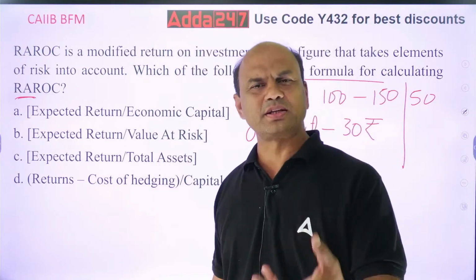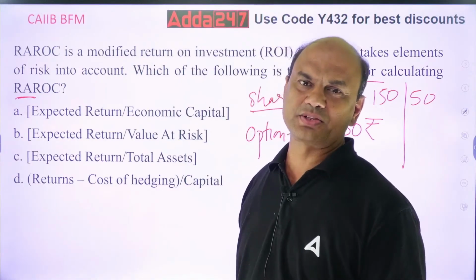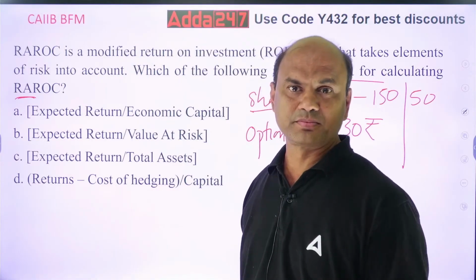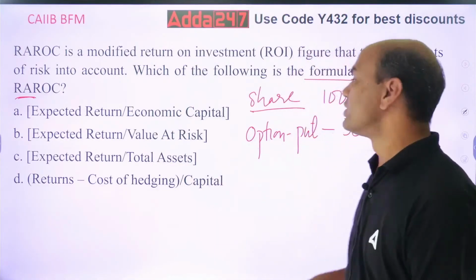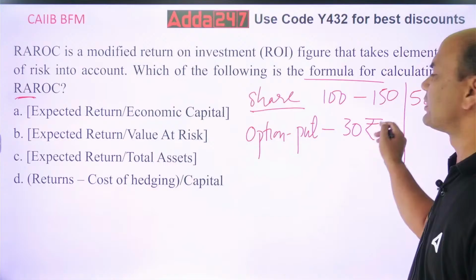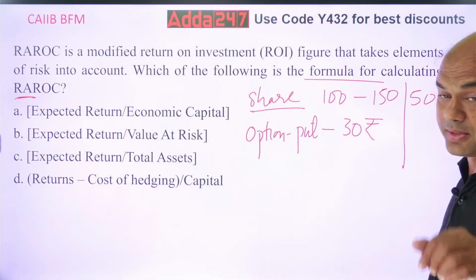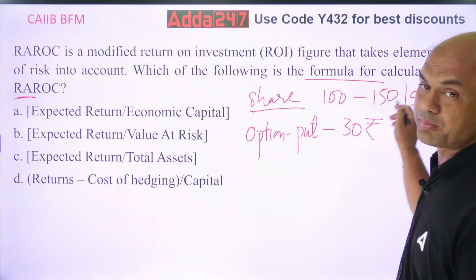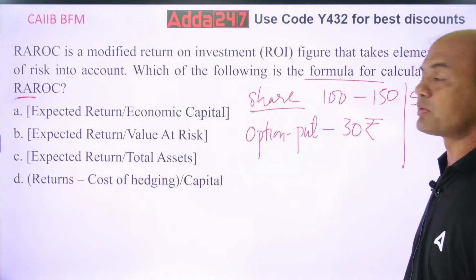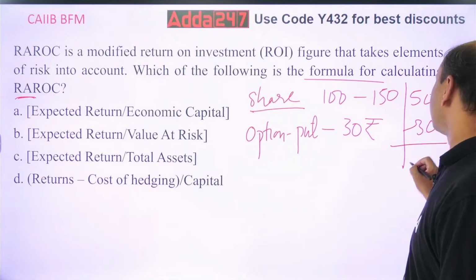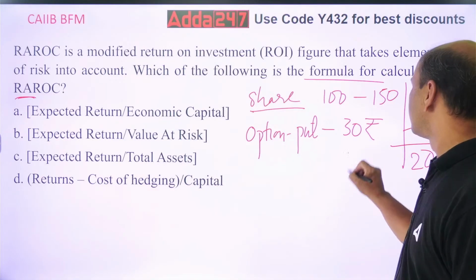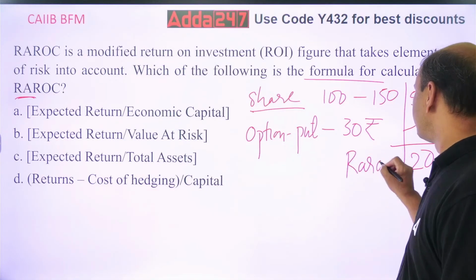An option is like insurance. Car insurance, bike insurance: you give the insurance premium, and if nothing happens, your premium is wasted. Same thing. For my put option, I am giving 30 rupees. So now what is happening? My returns were 50 rupees, but I paid a premium of 30 rupees. So minus 30. So what is my RAROC then? My RAROC is 20.